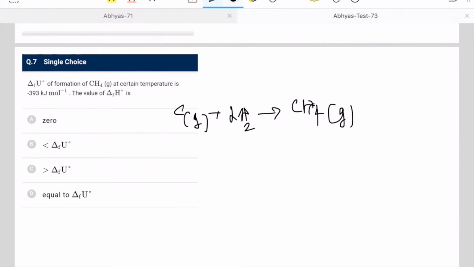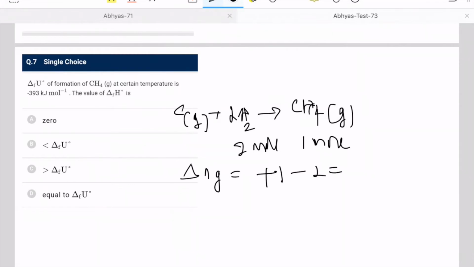So here this is 1 mole and 2 mole. Okay, so delta Ng we can write: minus 1 plus 1, sorry, minus 2, so it is equal to minus 1. So the change in gaseous moles will be minus 1.